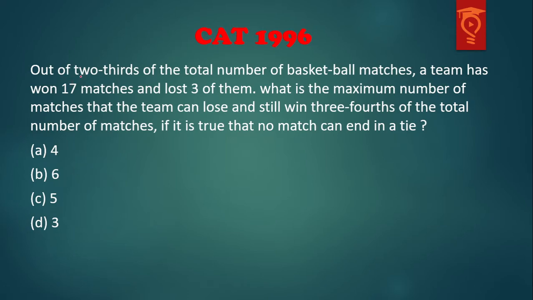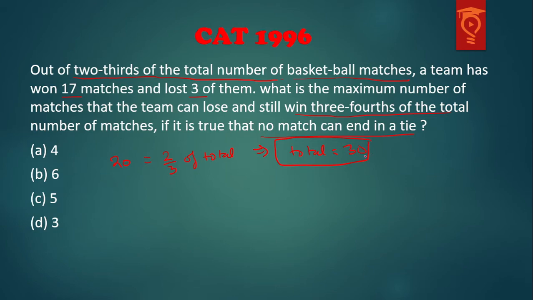Okay, so out of 2/3 of the total number of matches, 17 won and 3 lost. No match can end in a tie. That means 20 matches make 2/3 of total. This implies there are 30 matches in total. What do we want in the end? To win 3/4 of the total.